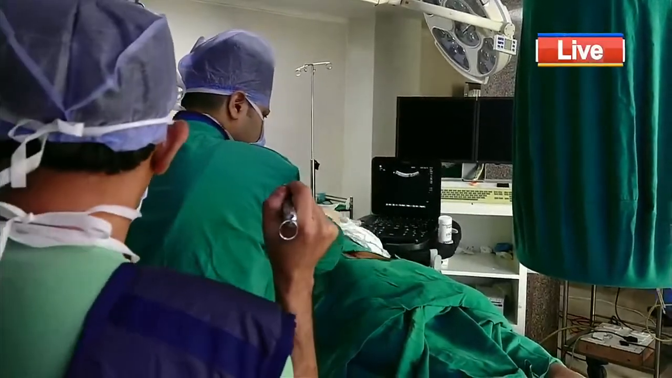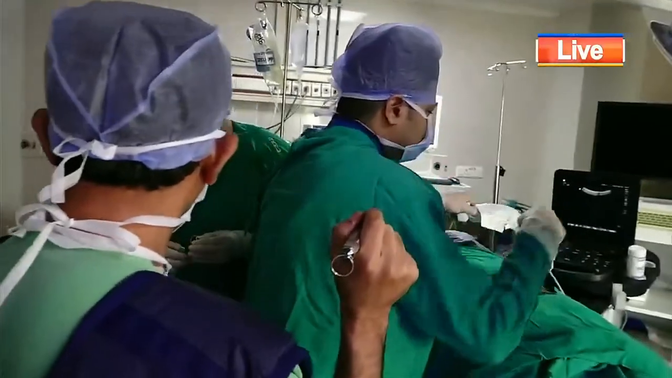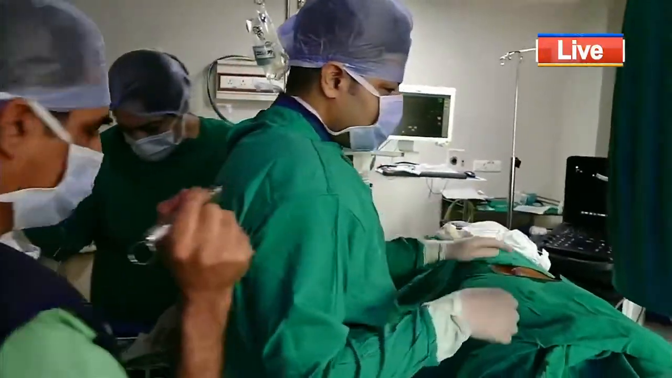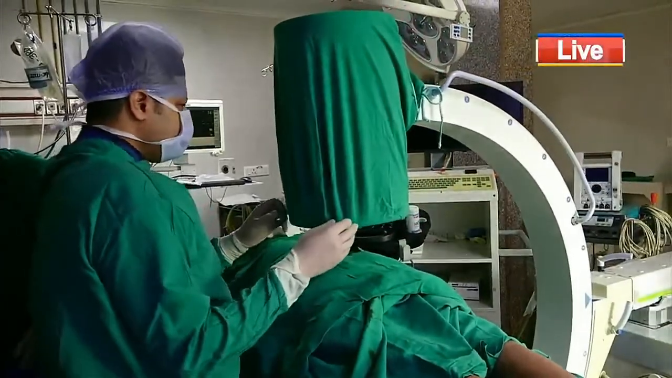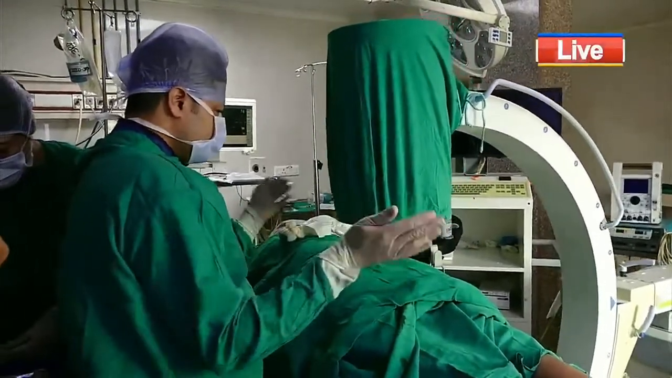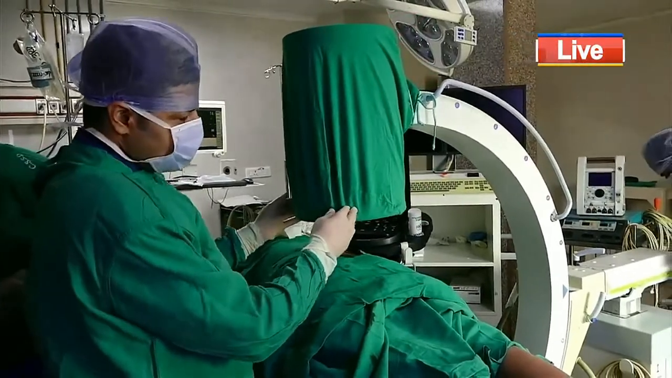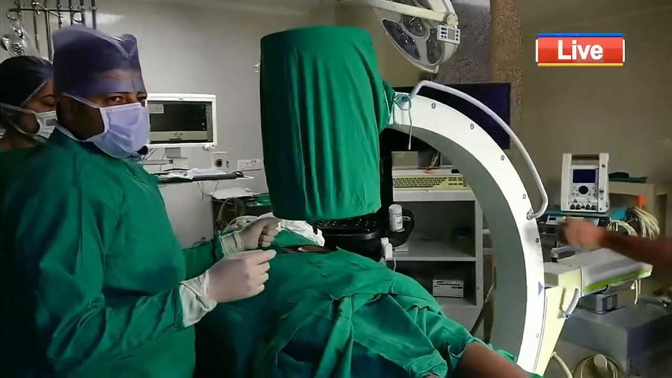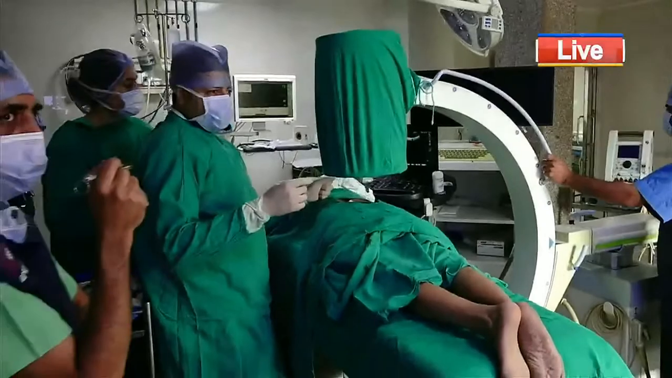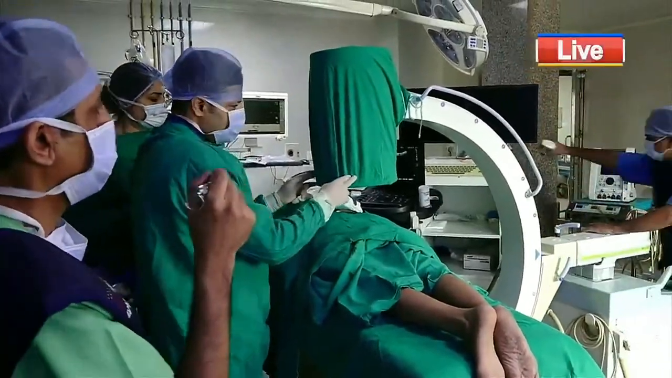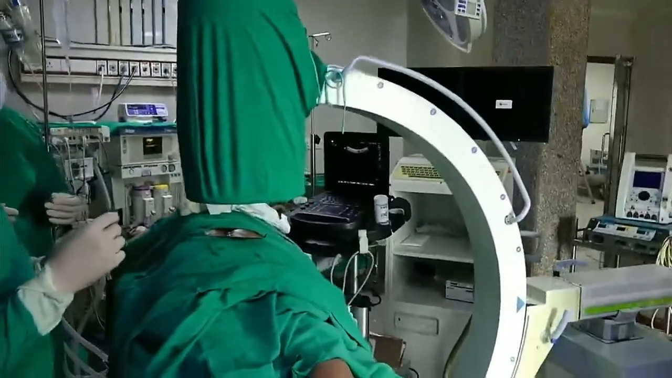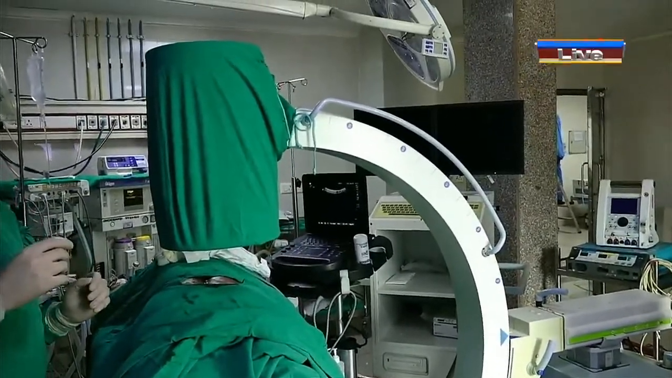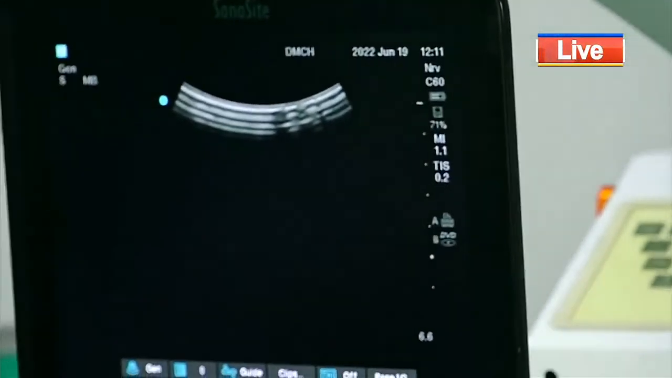CM plus. So quickly we are going to see the CM view. We are going to give her an L5 level transforaminal, which is going to deposit the drug very close to the pathology, which is the annular tears at the L5 S1 disc. Okay.